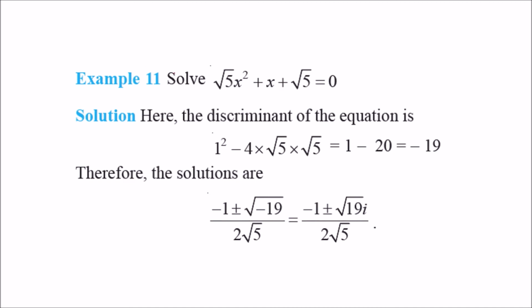How to solve this? Here you need to find out the discriminant b square minus 4ac. Here a is root 5, b is 1, c is root 5. So just find the discriminant and you'll get it equal to minus 19. And the solution would be minus b plus minus under root 19 i by 2 root 5.